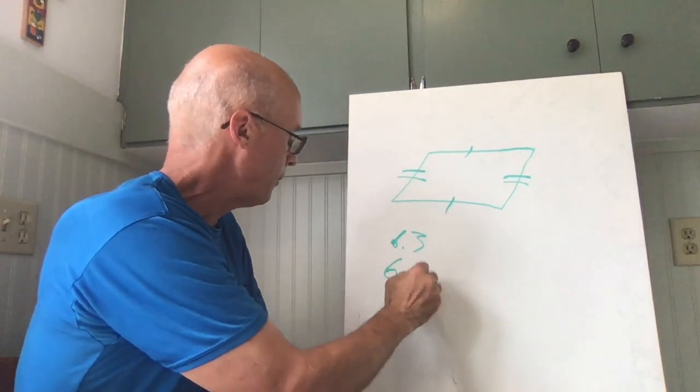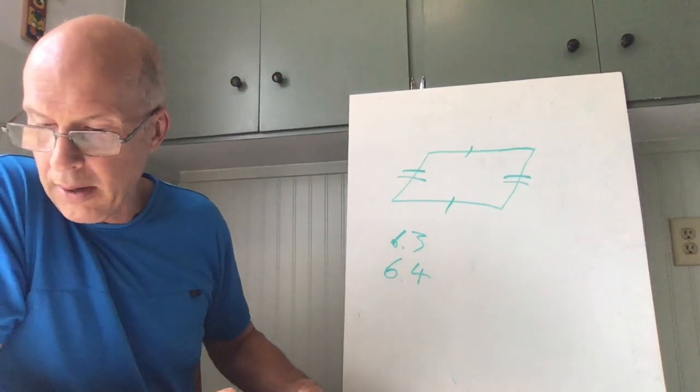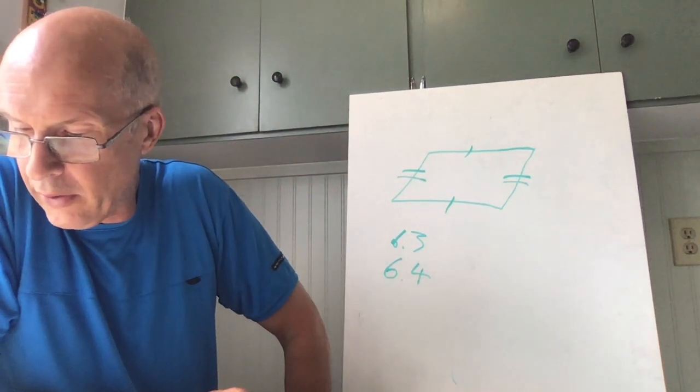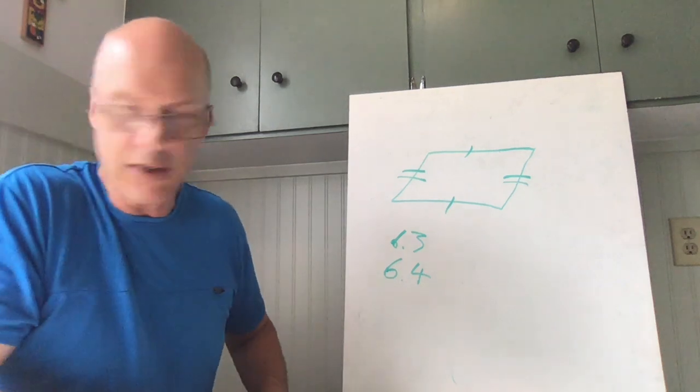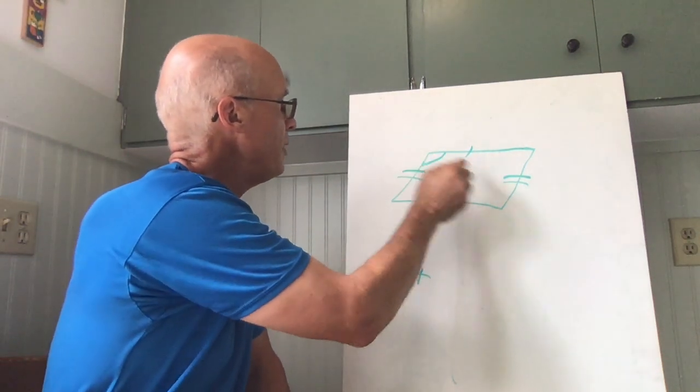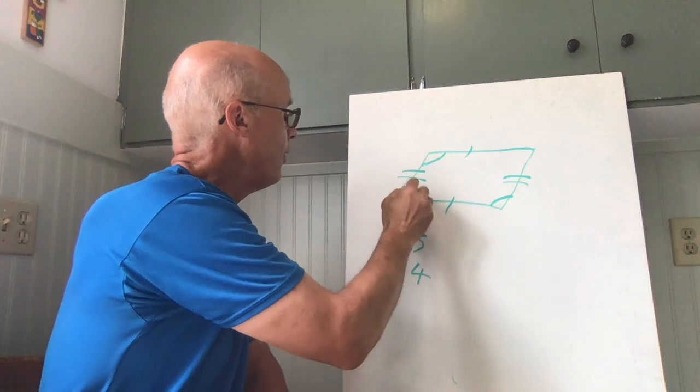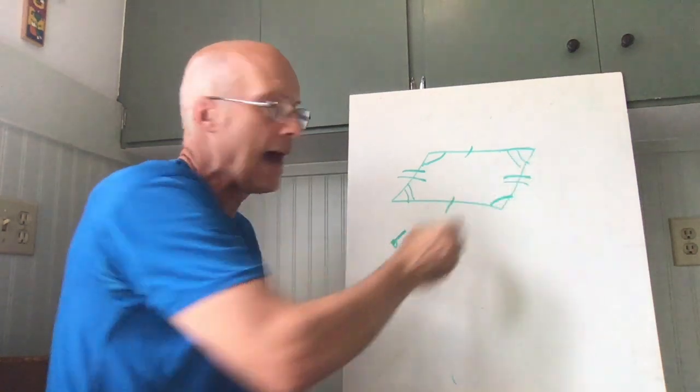Theorem 6.4 says if a quadrilateral is a parallelogram, then its opposite angles are congruent. This would be congruent with that. This would be congruent with that.